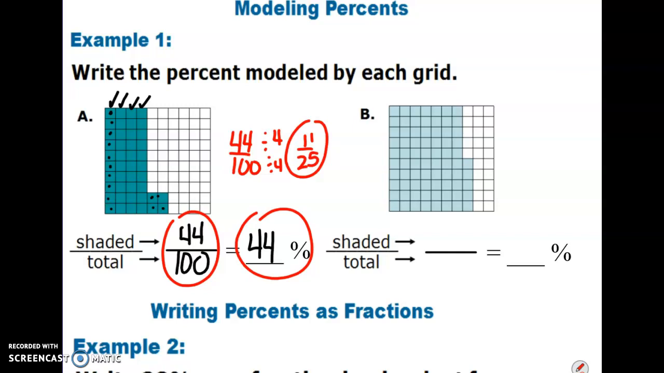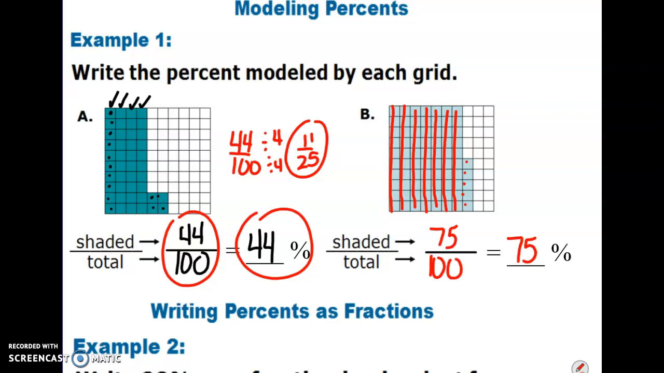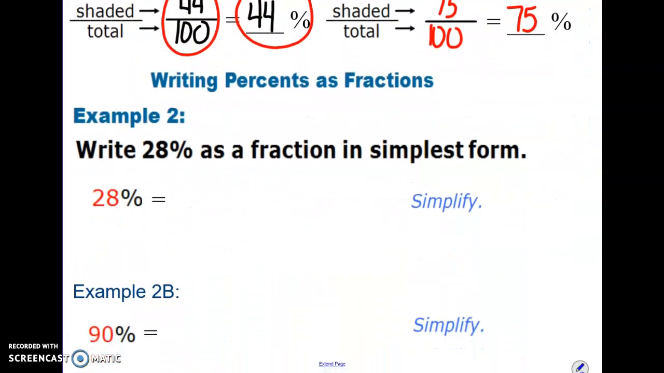For letter B right here, noticing I've got 10, 20, 30, 40, 50, 60, 70, and then 1, 2, 3, 4, 5, that's 75 out of 100, which is the same as 75%. Reducing 75 hundredths, once again, I can divide them both by 25, and I will get 3/4 as my answer in lowest terms.